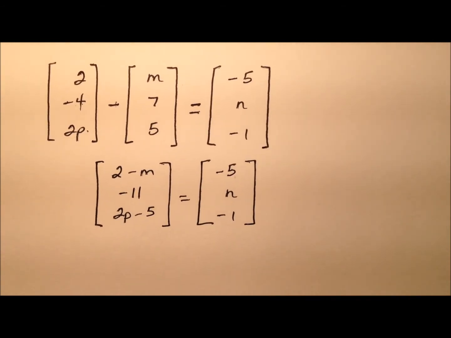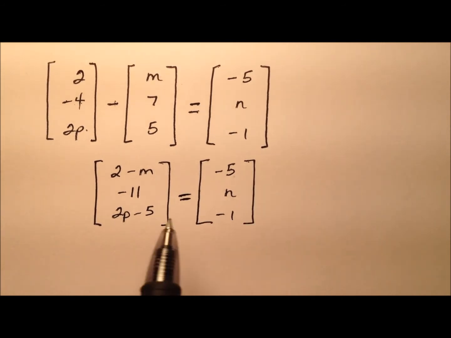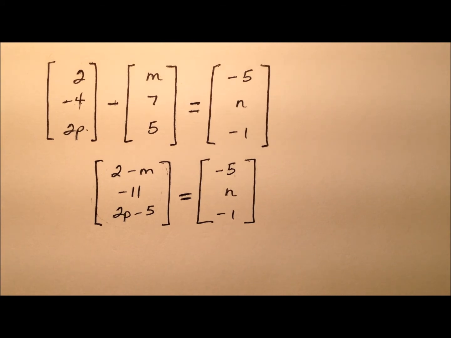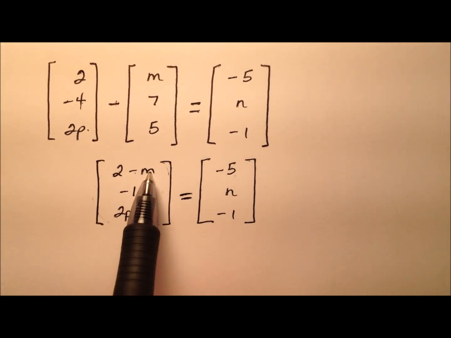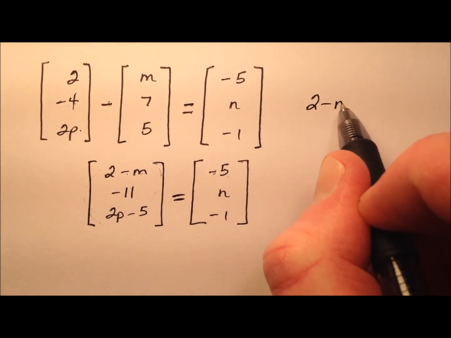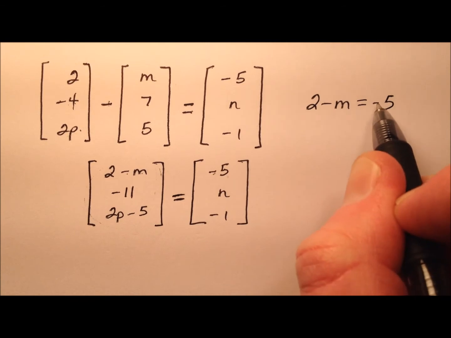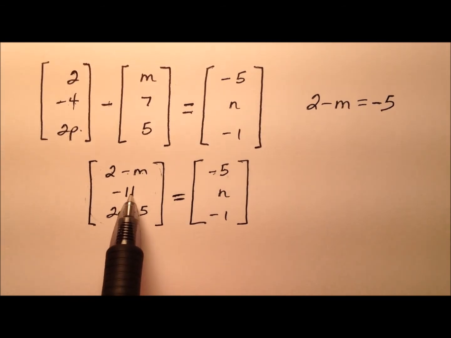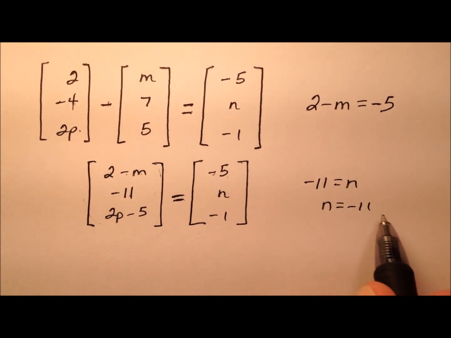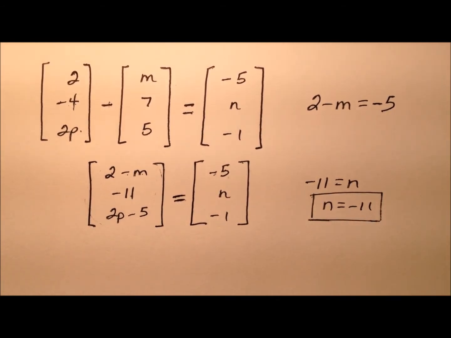So now it seems like we have equivalent matrices. We have this column matrix, which is equal to this column matrix, which is really nice because with equivalent matrices, we know that all the corresponding entries are equal to one another. So I know that 2 minus m equals negative 5. So let's go ahead and write that down. 2 minus m equals negative 5. I also know that negative 11 equals n. Okay, well, I'll just say n equals negative 11, and there's that value, so we're done with that one.